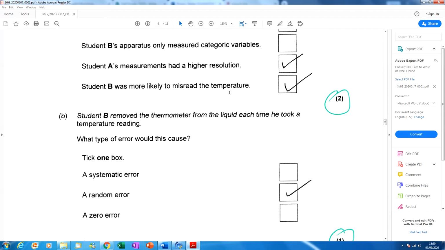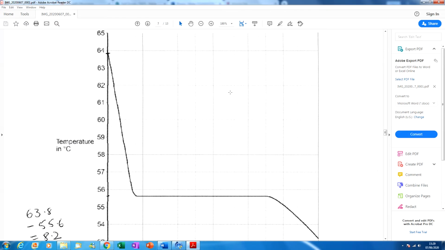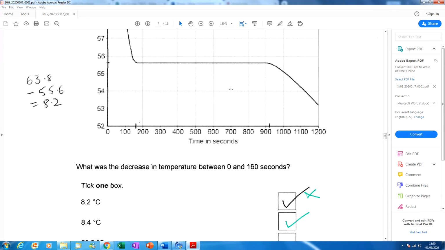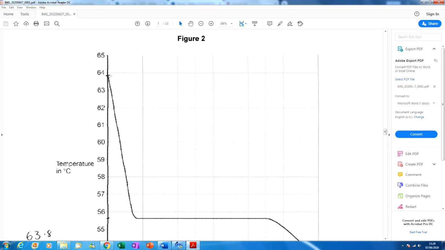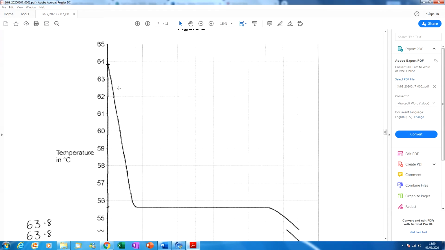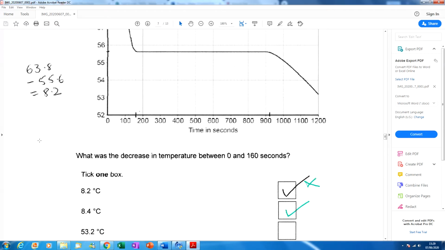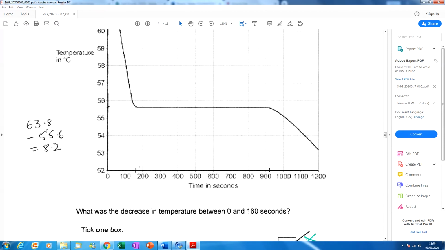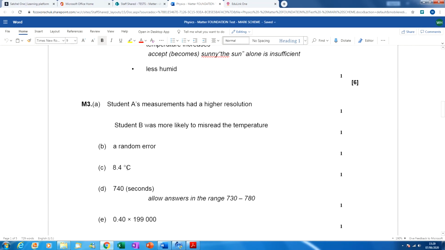Okay, next one. Now, I'm slightly baffled by this one. The temperature, what was the decrease in temperature between 0 and 160 seconds? So I did this as best as I could. I measured off 63.8 at the start, and 160 seconds later I measured it 55.6, and that got me 8.2 degrees. So I checked the mark scheme, and the mark scheme said if you had done it super properly and measured to exactly the right squares, it should be 8.4.